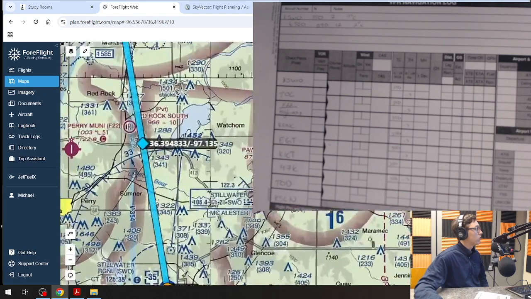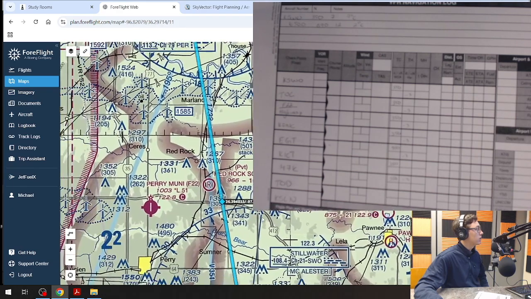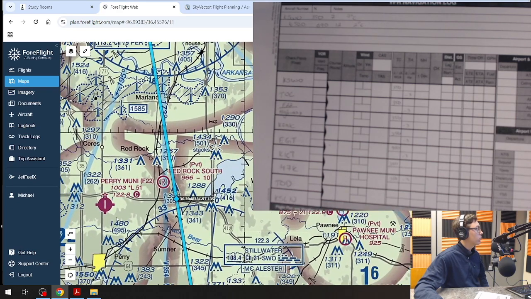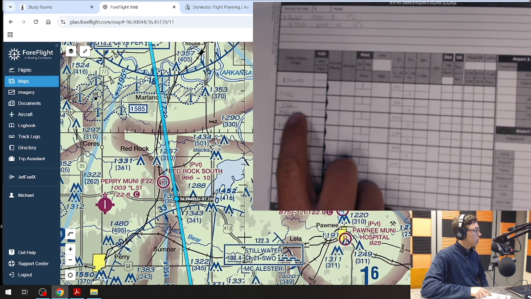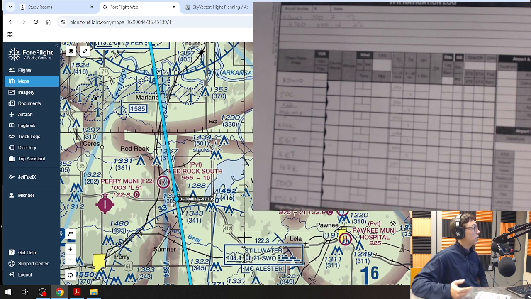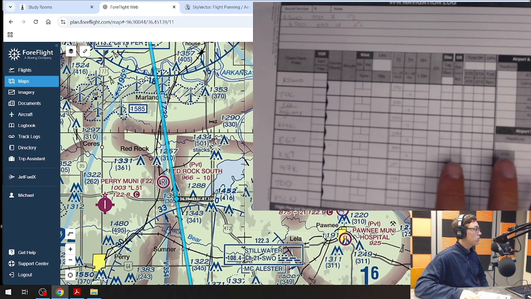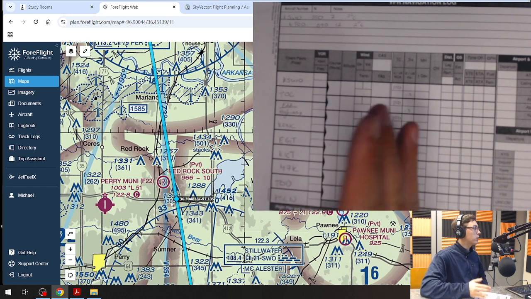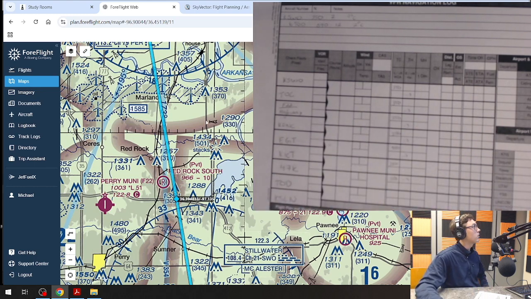So I'm going to come up here. I'm looking at Perry Municipal Airport, and I can see that there's also a highway here. So I'm going to write F22 for Perry and the highway. I'm using two very prominent things on the ground that I'm going to see. I'm definitely going to see the highway, and I'm going to be able to see Perry Airport. So I can cross-reference and be like, okay, I'm on a highway, and we look to my left, and then I see Perry, and then I know that I'm on course.